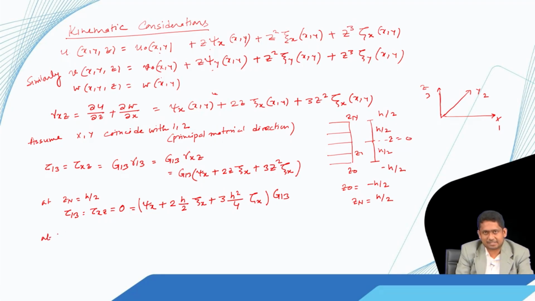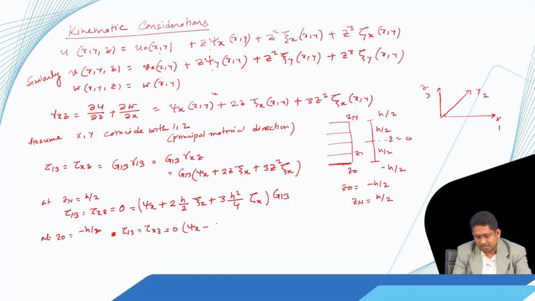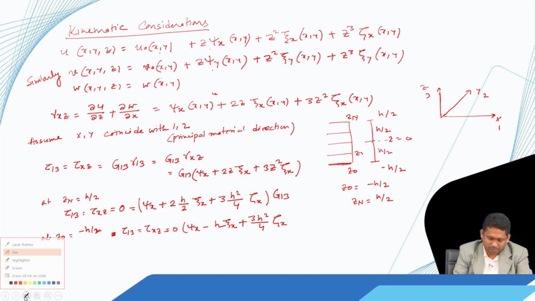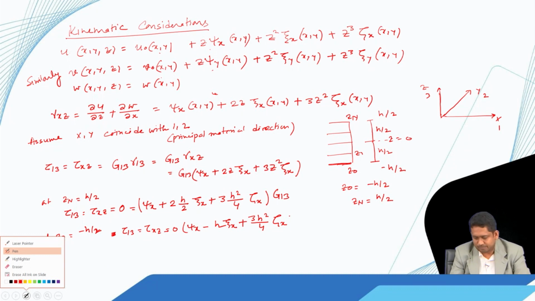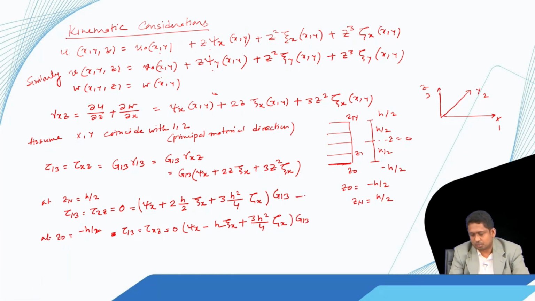Similarly, we can say that at z 0, which is minus h by 2, tau 13 is equal to tau xz is equal to 0, which is equal to psi x minus 2 into h by 2, which is h, xi x plus 3 into h square by 4 into zeta x. Now, we are looking at x only, and G13. So, let us call it equation number 1, and let us call this equation number 2.